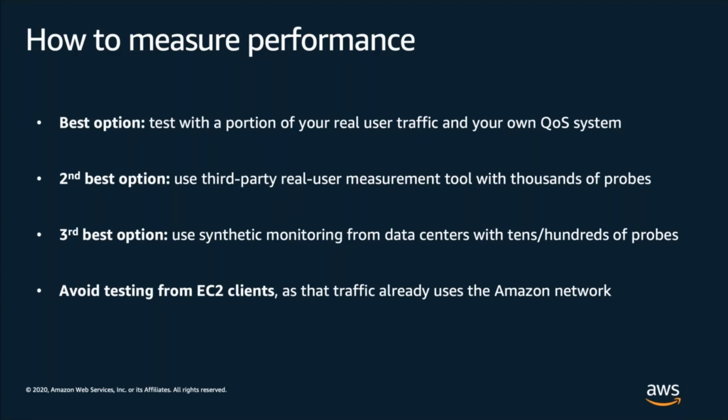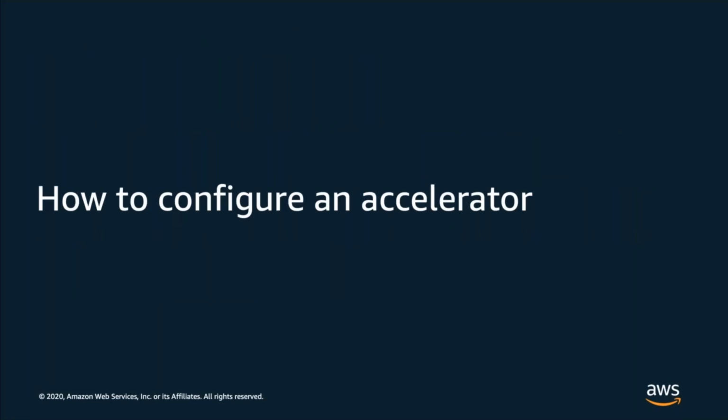The third best option is using synthetic monitoring from data centers or co-location facilities. This is not ideal, but we understand that there are plenty of providers out there, so it's also a valid option. The one that we hear a lot of misconceptions about is testing from EC2 clients. You would not see as much of an improvement because EC2 to EC2 for the most part already goes over the Amazon network. So sending traffic from EC2 clients to Global Accelerator and to an endpoint in EC2 is not going to give you much of a performance benefit. Clients on the public internet outside of AWS are your best option to measure performance.